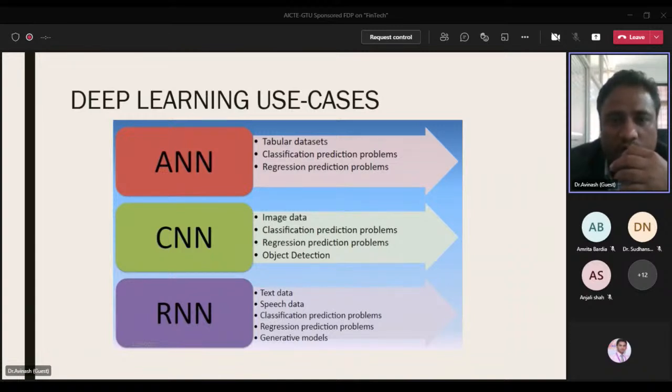So under artificial neural network, we have use cases in the form of tabular datasets, or based on classification problems, or regression prediction problems. Classification prediction problem I have already explained. Regression prediction problem, we all know that a typical example is the stock market, which is a kind of regression. Then if we talk about convolution networks, the use cases belong to image data, or some kind of object detection problems.